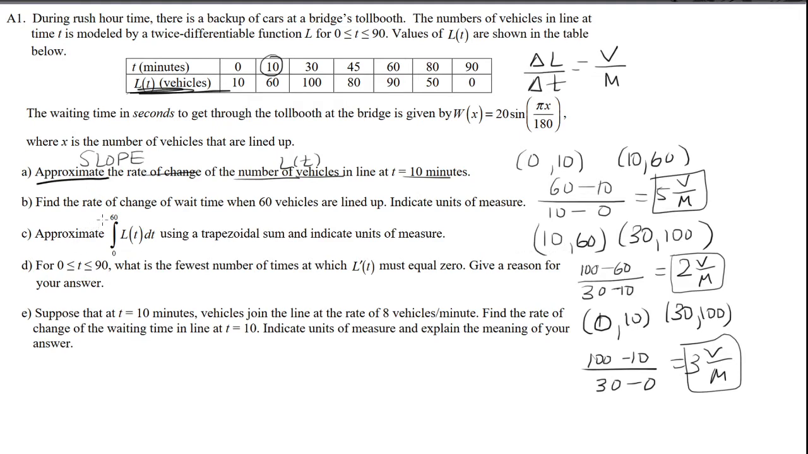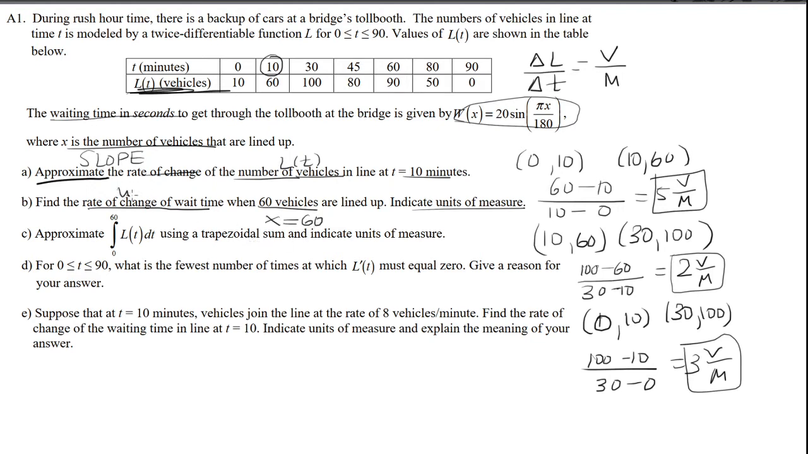Let's move on to part B. We want to find the rate of change of wait time when 60 vehicles are lined up, and then indicate the units of measure. Wait time is defined by W of x, a waiting time in seconds. Here x is the number of vehicles, so we're looking at 60 vehicles. That gives us x is 60.